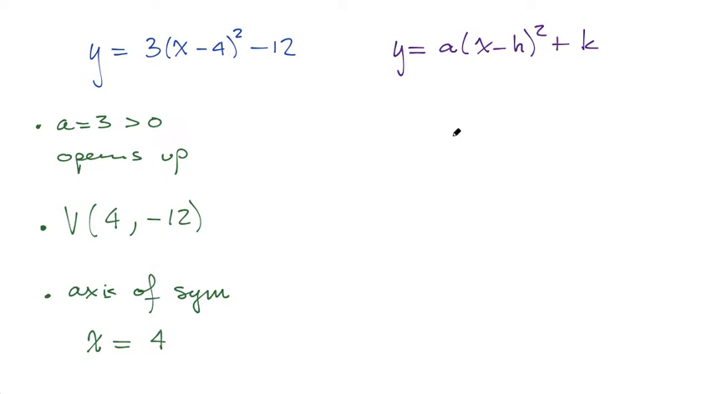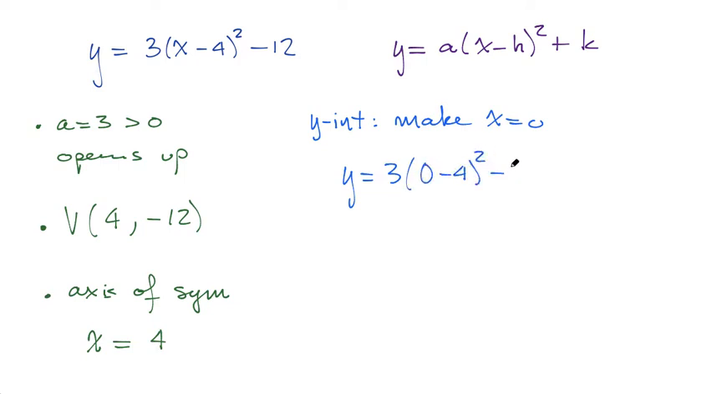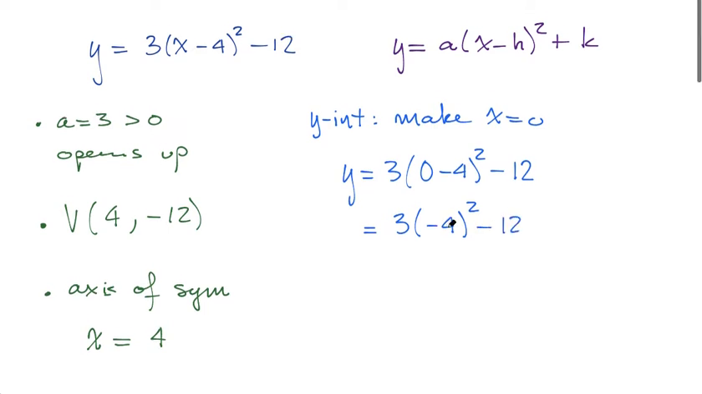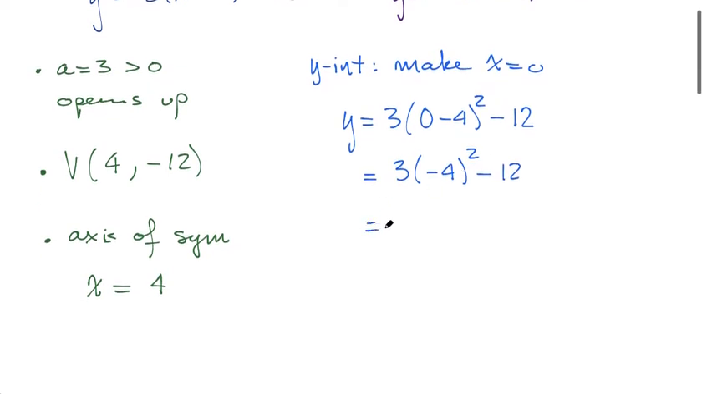Now, how do I find a y-intercept? You find y-intercepts by making x equal to 0 and solving for y. So that will give me this equation: y equals 3(0 minus 4) squared minus 12. Let's work it out. 0 minus 4 gives me negative 4. Negative 4 squared gives me 16.